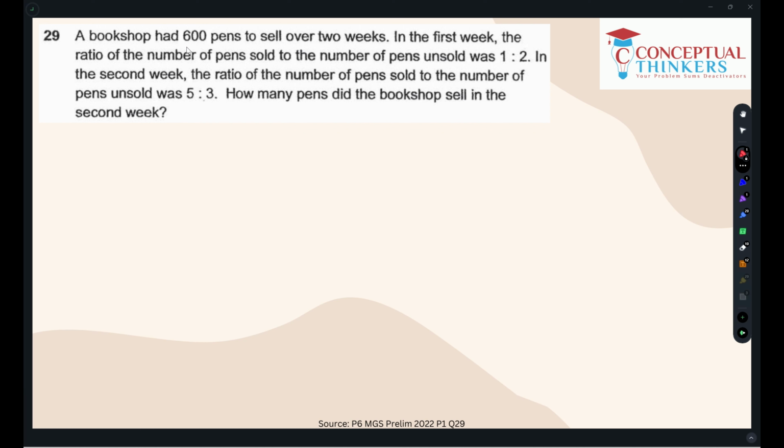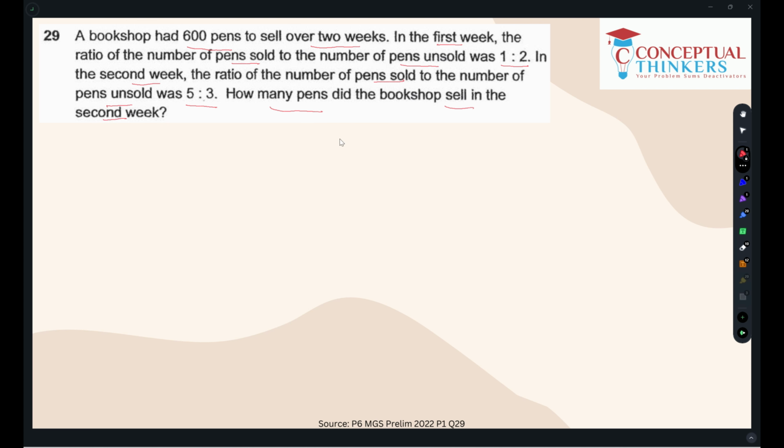A bookshop had 600 pens to sell over 2 weeks. In the first week, the ratio of the number of pens sold to the number of pens unsold was 1:2. In the second week, the ratio of the number of pens sold to the number of pens unsold was 5:3. How many pens did the bookshop sell in the second week?